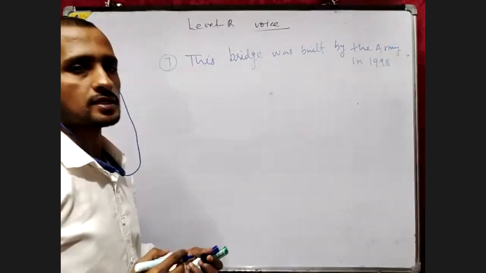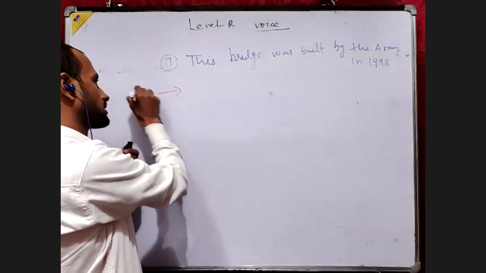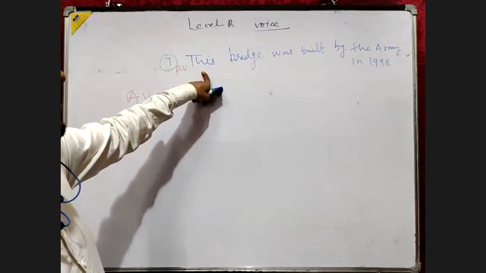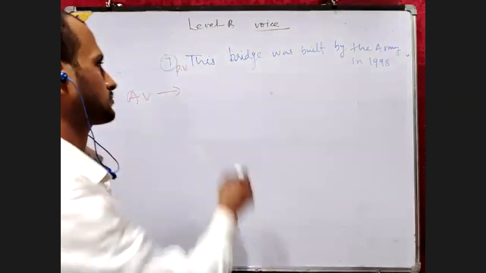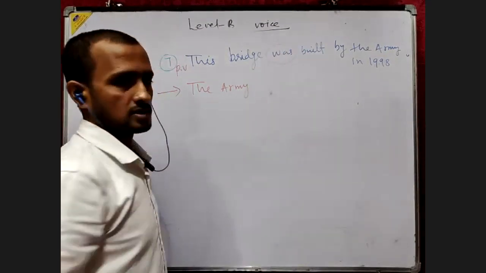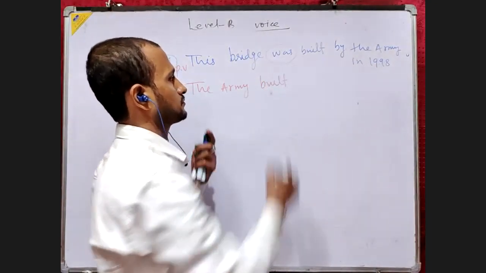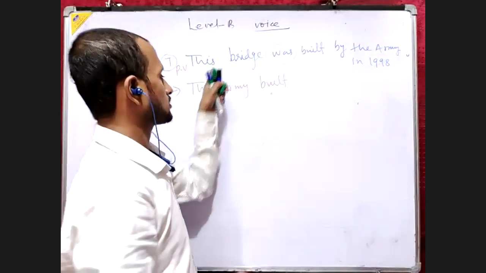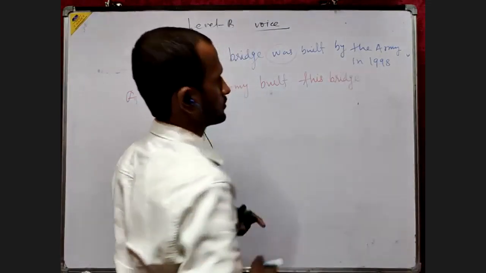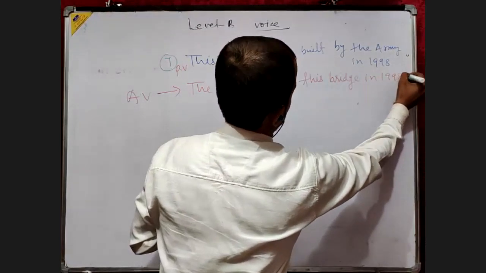You have to change it in active voice. Then what should be subject? It is passive voice, and we have to change it to active voice. What should be object? Subject? The army. Was is written. It means B2 should be present. The army built. What should be object? What built? This bridge. By will be removed. It has already come. What is left? In 1998.